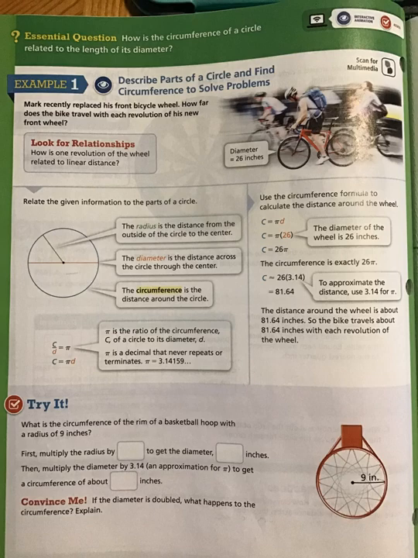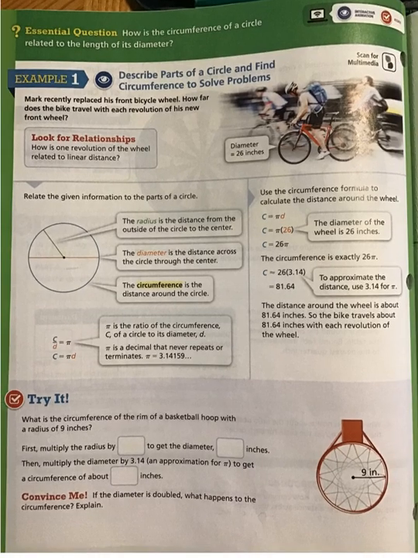Okay, this is finding the circumference of circles. Example 1 says Mark recently replaced his bicycle wheel. How far does the bike travel with each revolution? So you have to realize the revolution means the distance around the bike, which is the circumference. So let's look at this circle down here.